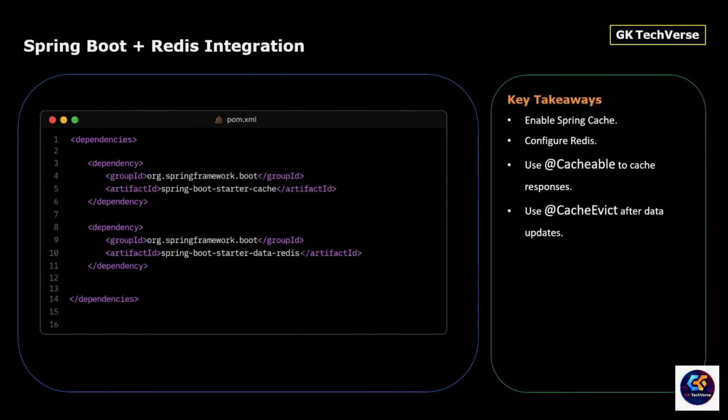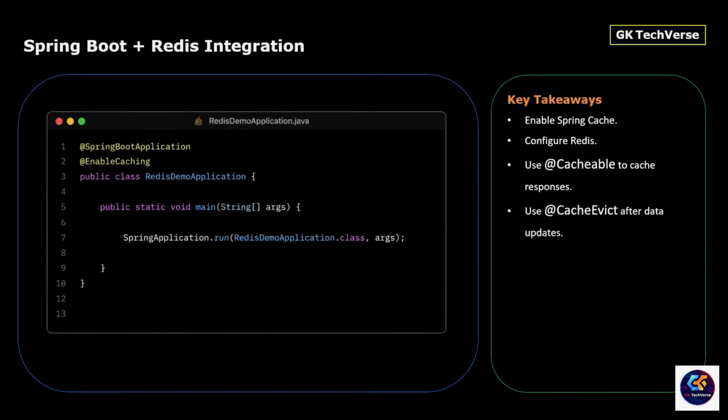Now that we understand how Redis works internally, let's build a complete Spring Boot caching application. We will start by adding the required dependencies. The cache starter enables Spring's caching abstraction. The Redis starter provides connectivity between Spring Boot and the Redis server. Next, we enable caching. Without the @EnableCaching annotation, Spring Boot completely ignores annotations such as @Cacheable and @CacheEvict.